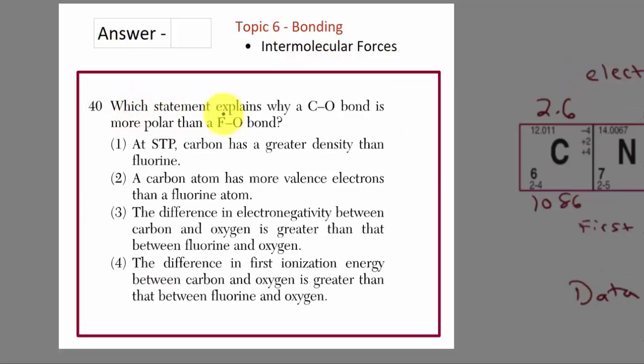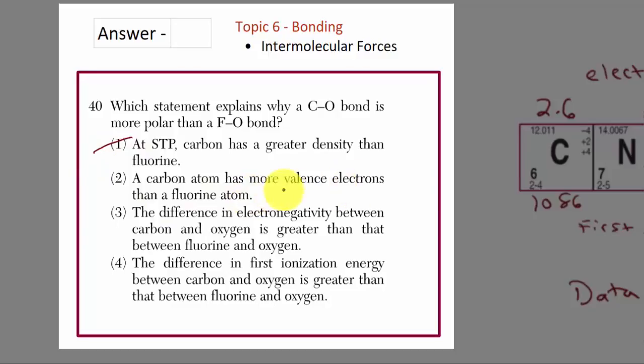Question number 40. Which statement explains why a carbon to oxygen bond is more polar than a fluorine to oxygen bond? Hopefully you understand that we can check this by looking at electronegativity differences. But let's analyze the answers anyway and pull in some data from table S to help us with this. The first statement, at STP carbon has a greater density than fluorine. This is probably true because carbon's a solid and fluorine is a gas at STP. But this has not much to do with the strength of the bond. So it's an irrelevant statement.